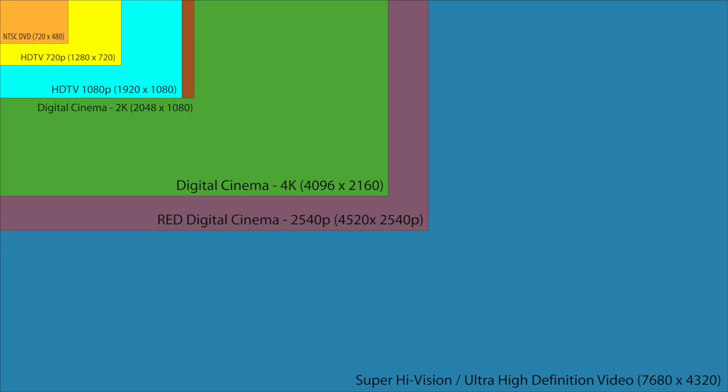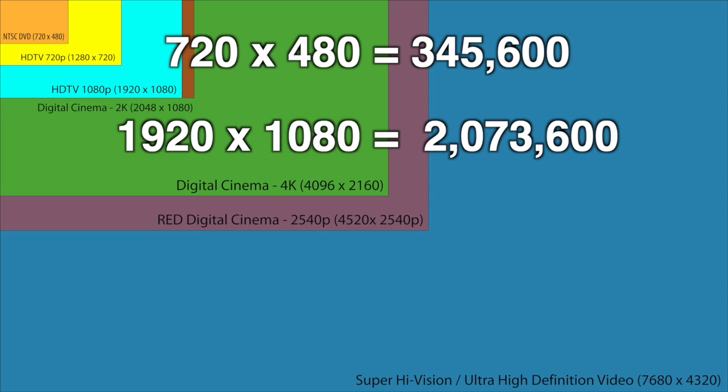And you can determine the size as far as how many pixels are in a screen by multiplying the height by the width. So, for example, 1920 by 1080 would be 2,073,600 pixels in just one frame. Whereas SD, which is 486 by 720, would only be 349,920 pixels in one frame of video.